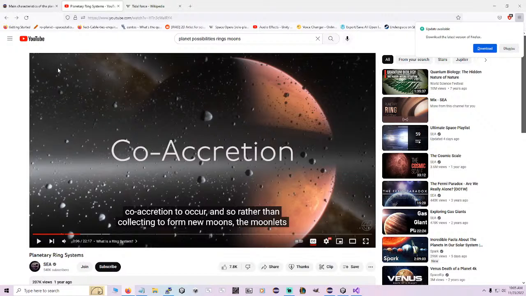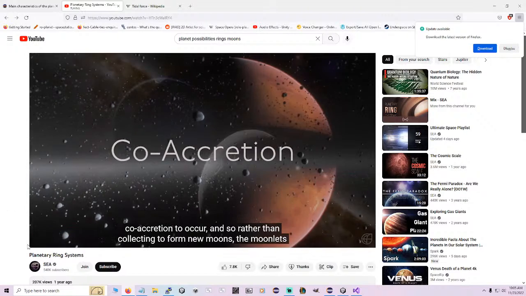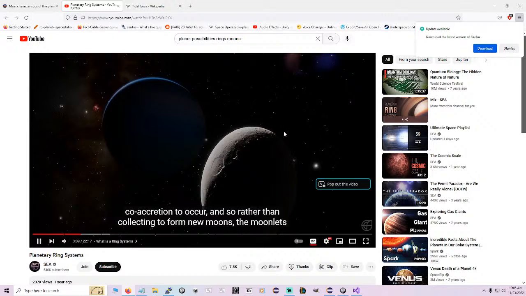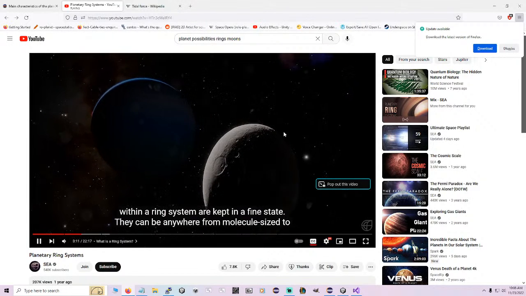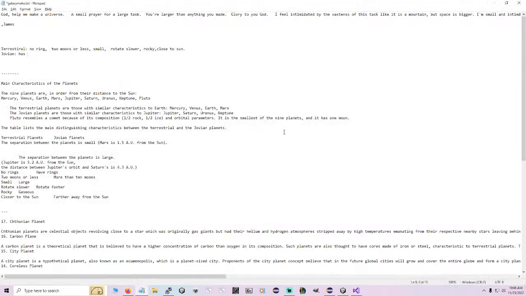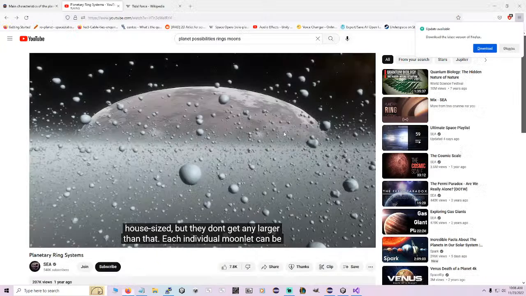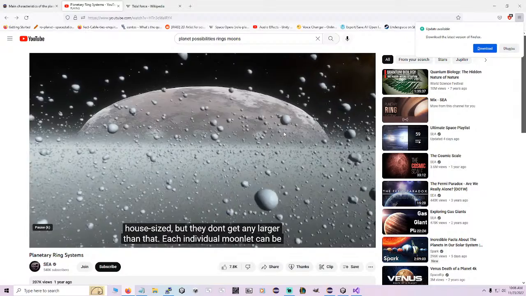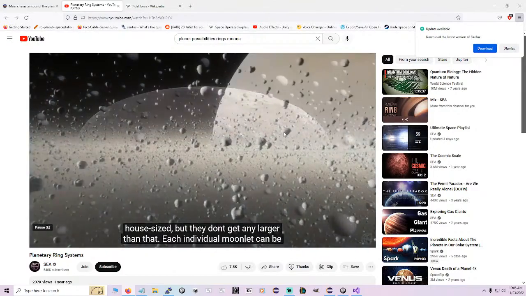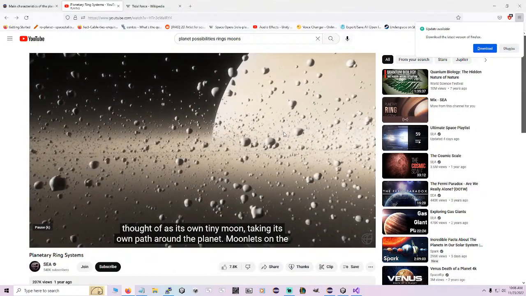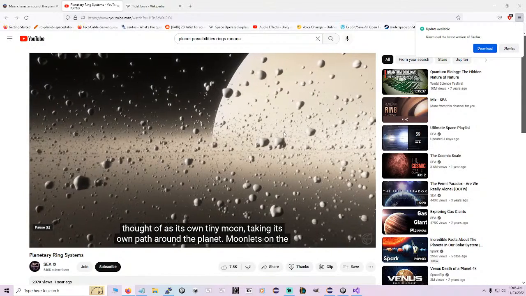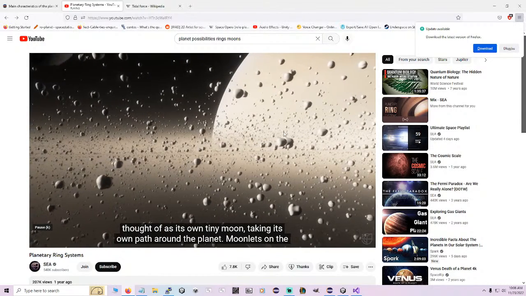All right, so anyway, I got this. So that's cool. To understand this, moonlets within a ring system are kept in a fine state. They can be anywhere from molecule size to powder size to house-sized, but they don't get any larger than that. Each individual moonlet in a ring system can be thought of as its own tiny moon, taking its own path around the planet.